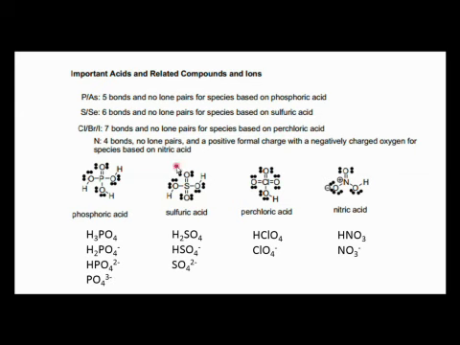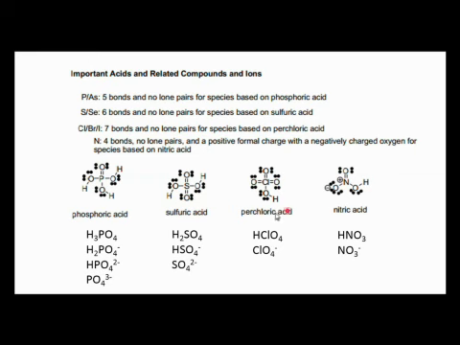Sulfuric acid likewise has a different pattern. Sulfur we expect to have 2 bonds and 2 lone pairs like oxygen, but it has an alternative pattern of 6 bonds and no lone pairs. That does violate the octet. There are now 2, 4, 6, 8, 10, 12 electrons around sulfur, but no problem because it's in the third row, just like phosphorus. So you need to know sulfuric acid and its conjugate bases, HSO4 minus and SO4 2 minus.